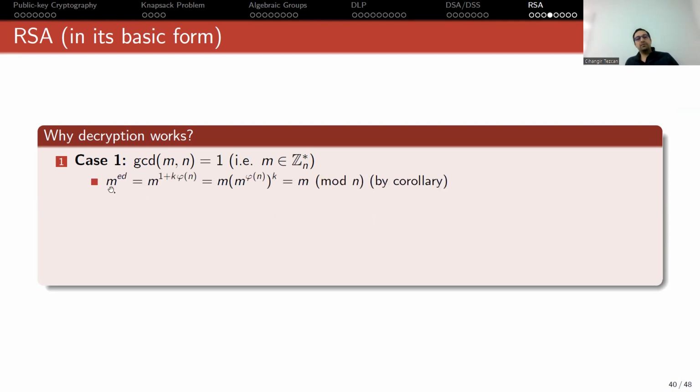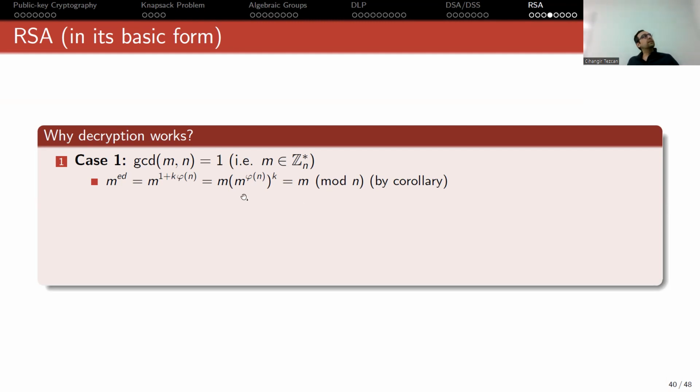So recall that when I obtain the C and take the D power of it, I actually end up with m to the power E times D, which is m to the power 1 plus k times phi n, because D is obtained as the modular inverse of E modulo phi n. So if you take m to the 1 outside, you end up with m times m to the phi n, to some power k. But again, by the corollary I showed you, this is 1. 1 to the power k is 1, so you end up with m.